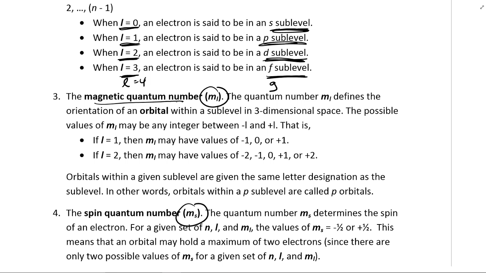If we go on to where L is equal to 2, then we say we are in a D sublevel. If we're in a D sublevel, m sub L could go anywhere from negative 2 up to positive 2. How many different values do we have here? 5. There's 5. And if we have 5 different values, that means we are going to have 5 different shapes or 5 different orientations in three-dimensional space.